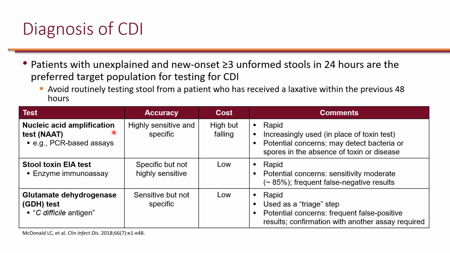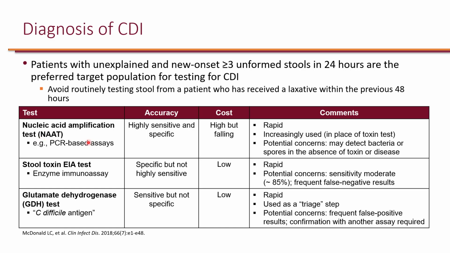Now, in general, the 3 commonly used tests include the nucleic acid amplification test, or NAT. So this is basically a PCR based assay. We also have the stool toxin enzyme immunoassay test. We also have the glutamate dehydrogenase, or GDH test, which is considered a C. diff antigen. Now let's take a look at the differences between these.